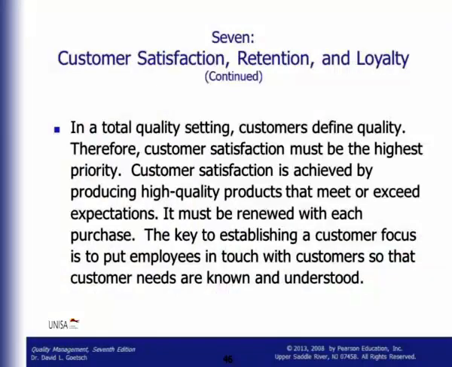In a total quality setting, customers define quality. Therefore, customer satisfaction must be the highest priority. Customer satisfaction is achieved by producing high quality products that meet or exceed expectations. It must be renewed with every purchase. The key to establishing a customer focus is to put employees in touch with customers so that customers' needs are known and understood.